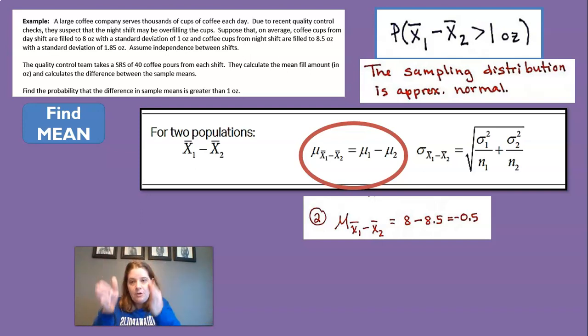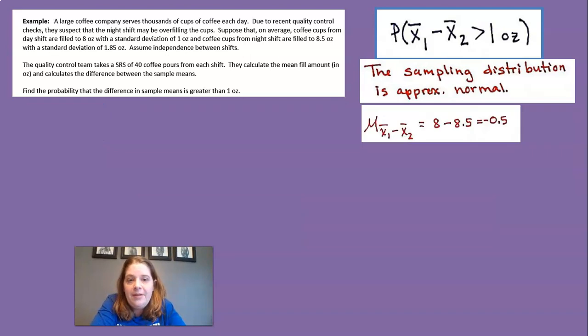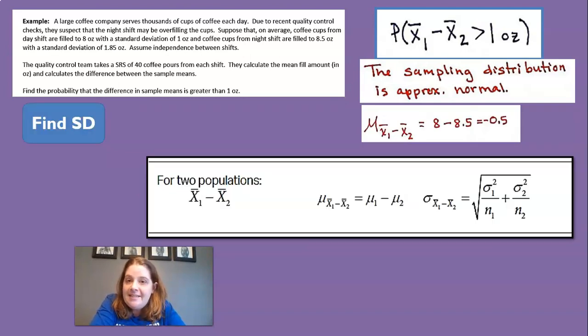So as long as you're always consistent with all your 1s and all your 2s, the mean could be a positive or a negative number depending on that. Okay, so there's my mean. Next thing I need is the standard deviation.